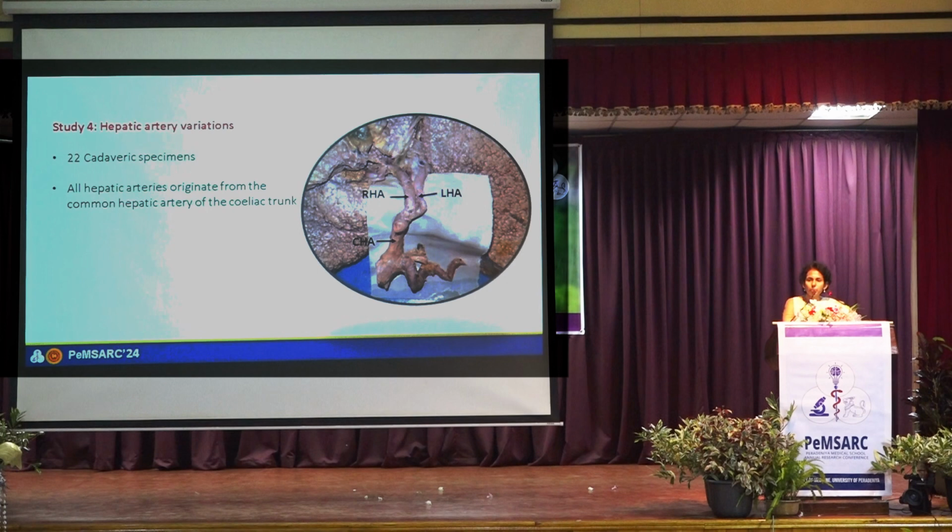Fourth study was about hepatic artery variations. Here we used 22 cadaver specimens and we looked into the origin of the hepatic arteries, and all the hepatic arteries originate from the common hepatic artery of the celiac trunk.